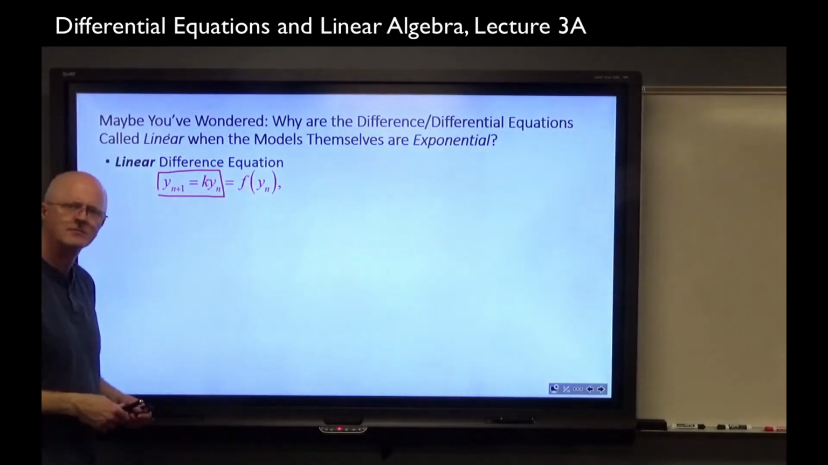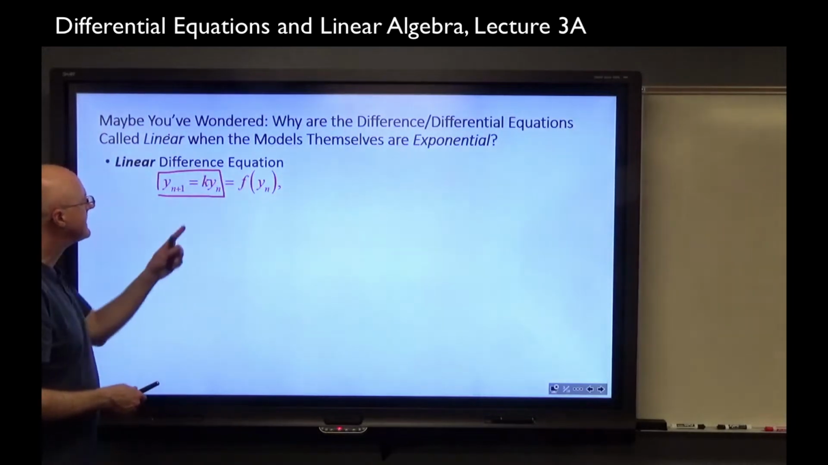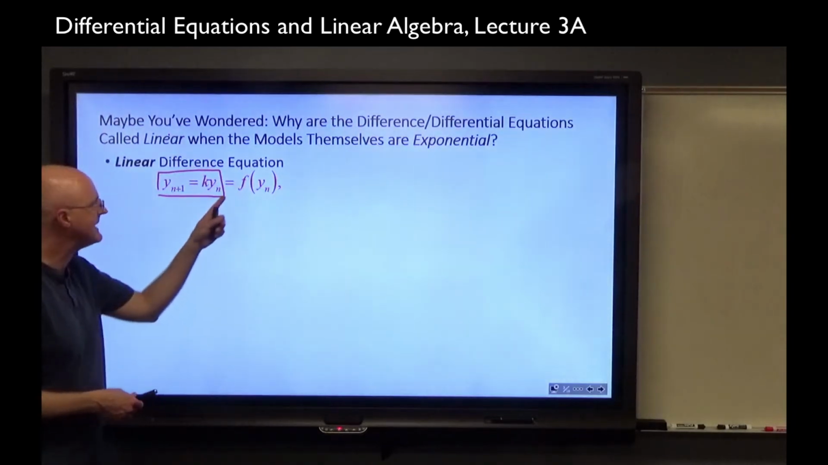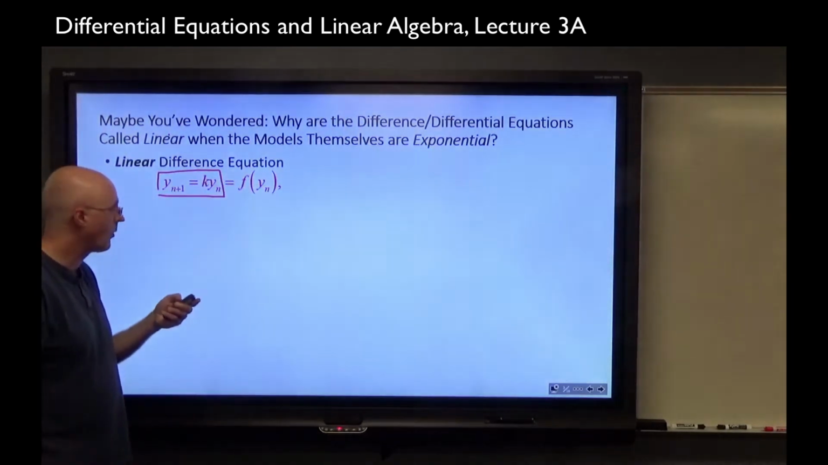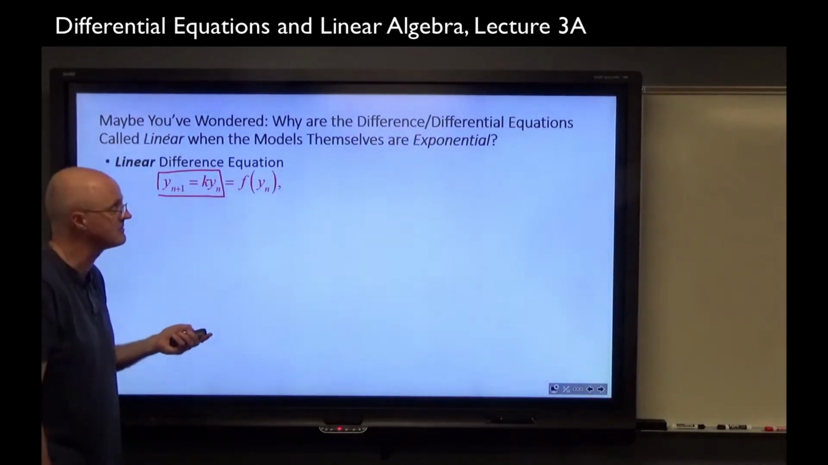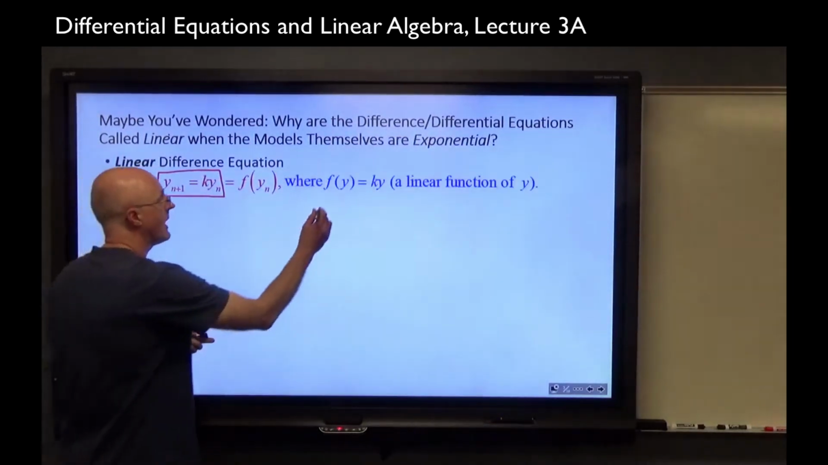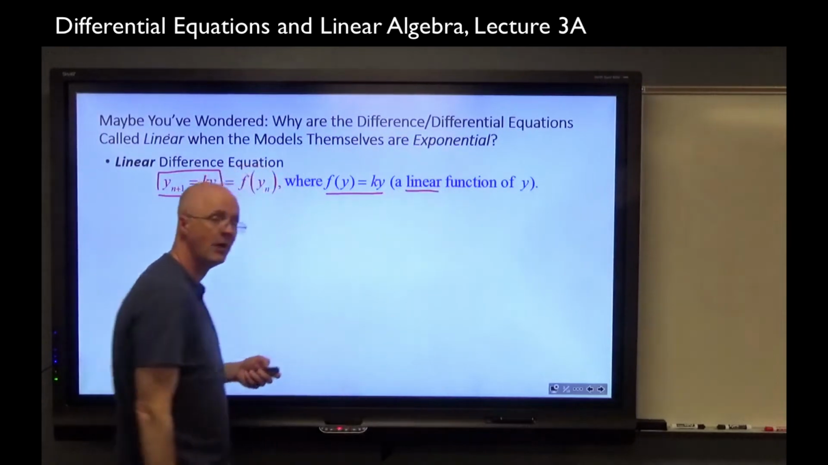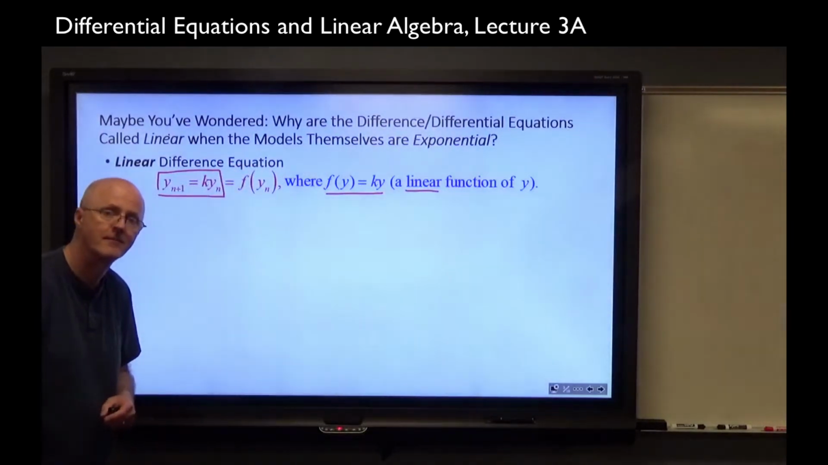Why is that a linear difference equation? It's because I can think of k times y_n as being f of y_n, where f is a linear function of, call it y. f of y equals k times y. It's a linear function of y. That's why this equation is called linear.